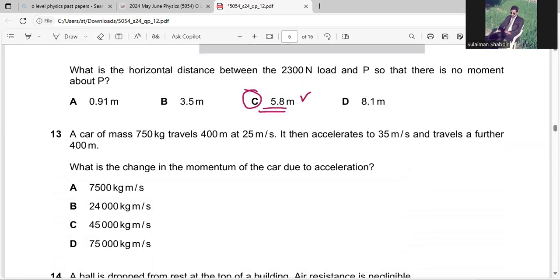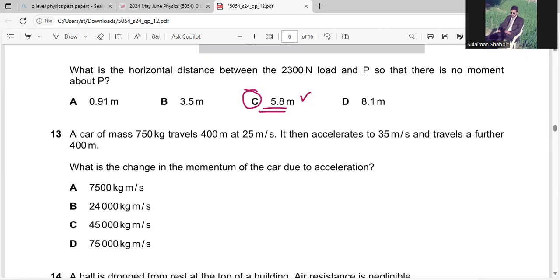A car of mass 750 kg travels 400 meters at 25 meters per second. It then accelerates to 35 meters per second and travels a further 400 meters. What is the change in momentum of the car due to this acceleration? So I have to calculate the change in momentum.